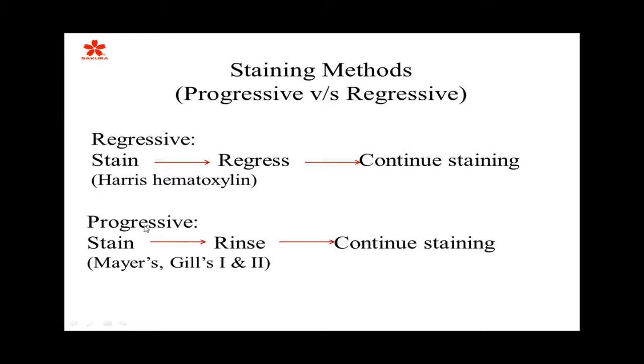In progressive staining, which is basically Mayer's, Gill's 1 and 2, and often Gill's 3, we stain, we rinse, we don't regress, and then we continue staining. These are weaker hematoxylins, and there is no need to regress through the use of an acid alcohol solution to differentiate. So basically you stain, you rinse, and then you continue staining.